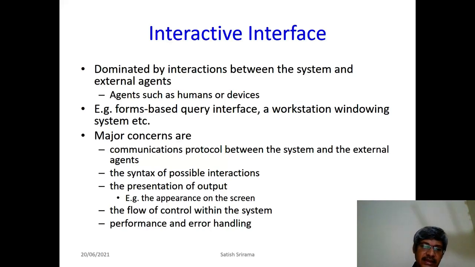The major concerns here deal with communication protocols: the communication protocol between the system and the external agent, how they are communicating, and what protocol they are following. The syntax of possible interactions. For example, if it is a window-based system, whether I can use a mouse or a keyboard, what sort of interactions are possible, and their syntax. The presentation of an output, how you will present it, the appearance on the screen, whether you will put it everywhere or in a particular place. And the flow of control within the system. Then we are also worried about performance, error handling, etc.